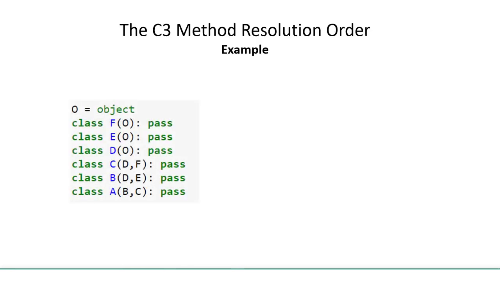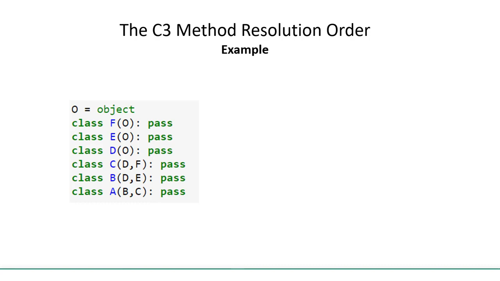We have object O in Python, which will always be present as a default base class for any user-defined class. And we have class F, class E, and class D, which make use of the same default object as the base class. And now we have classes C, B, and A, which undergo multiple inheritance, wherein class C is using class D and class F as its base class. Similarly, class B is using class D and E as its base class. And finally, class A is using B and C as its base class. We have 3 classes in this example which make use of multiple inheritance in Python.